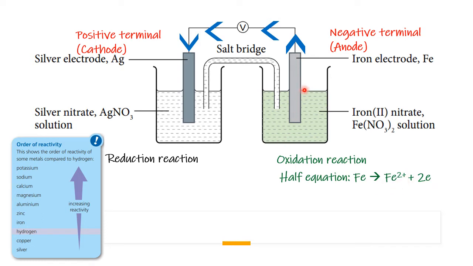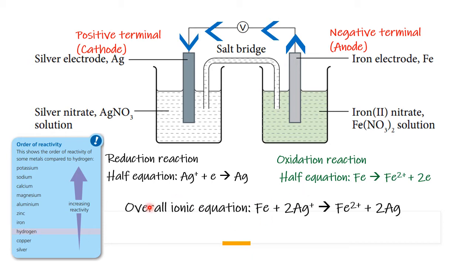And then the electrons flow and are received at the cathode by the silver ion. So the half equation: silver ion Ag+ receives an electron to become silver metal. You have to add both half equations to get the overall ionic equation. So the overall ionic equation is Fe plus 2Ag+ produces Fe2+ and 2Ag.